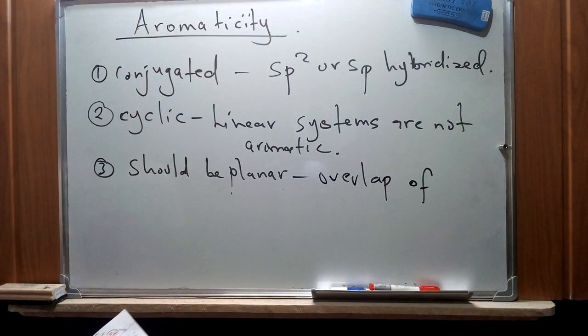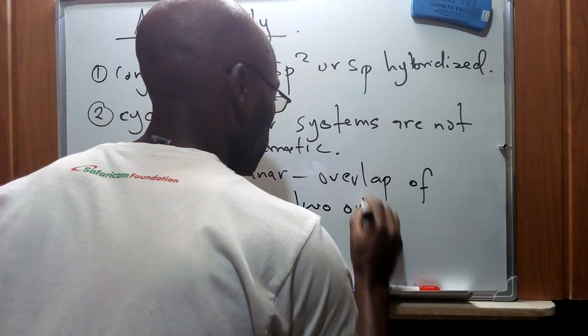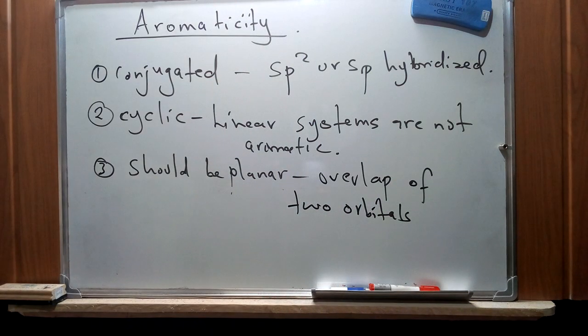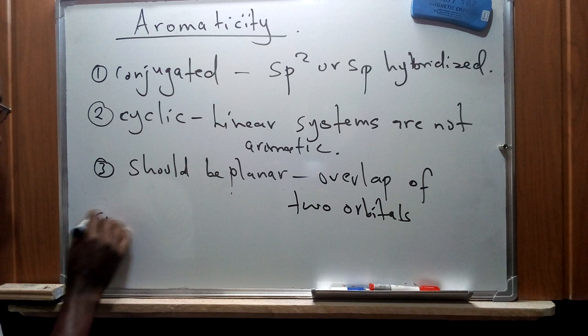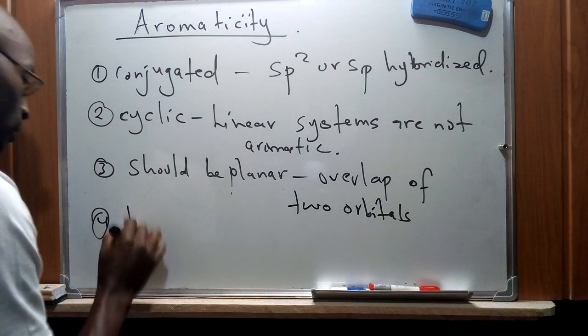This is for the overlap or interaction between 2 orbitals. There should be a good overlap or interaction between the orbitals. And the last condition for that is that they should observe the Hückel rule.